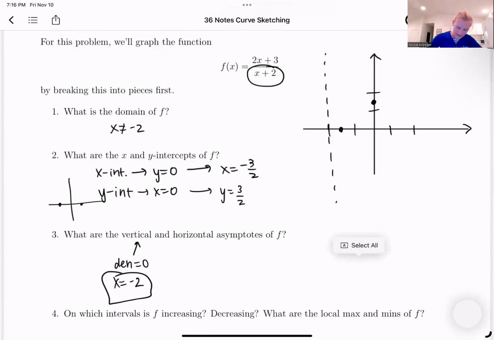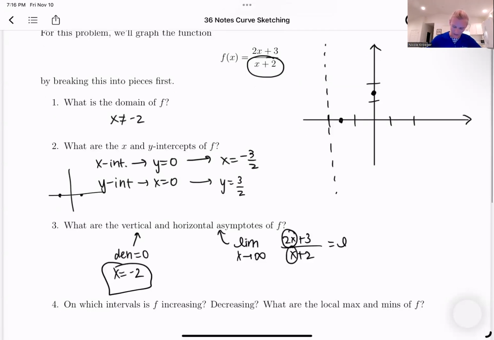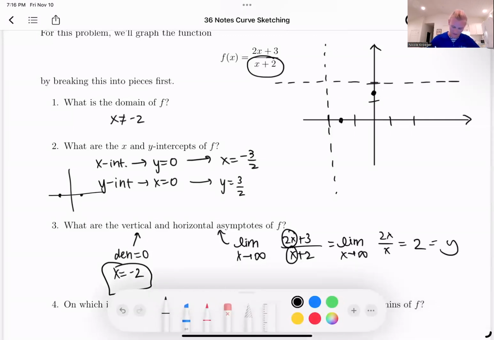And then for horizontal asymptotes, remember that's where we want to take the limit as x approaches infinity of our function. This is good practice for our final exam, which is coming up soon. And so when I do that, remember when x is approaching infinity, we just take the highest power of x in the numerator and denominator. So that gives us 2x over x, which simplifies to 2. So y equals 2 is our horizontal asymptote. Okay, so that gives us a decent amount of information about this function.